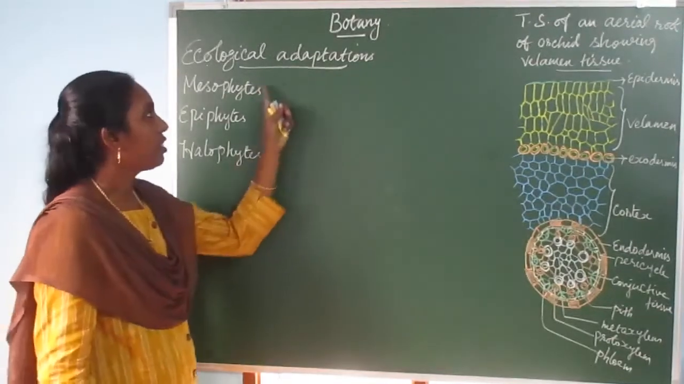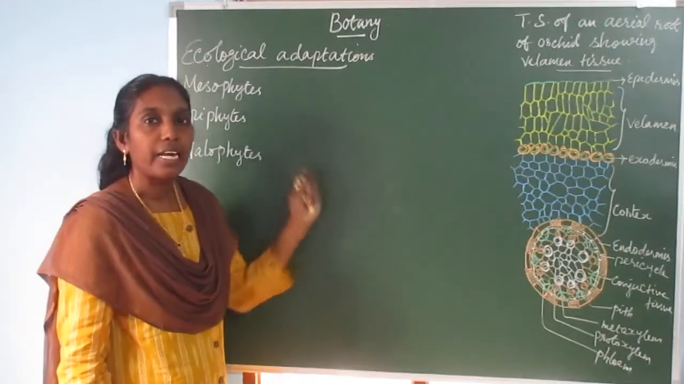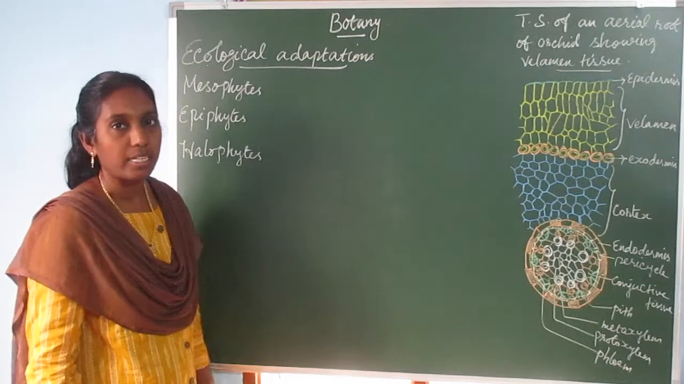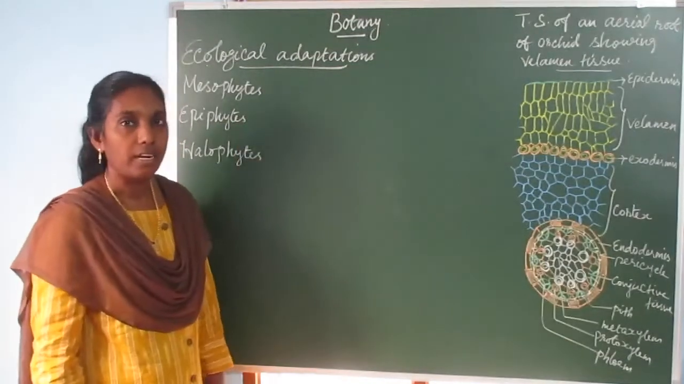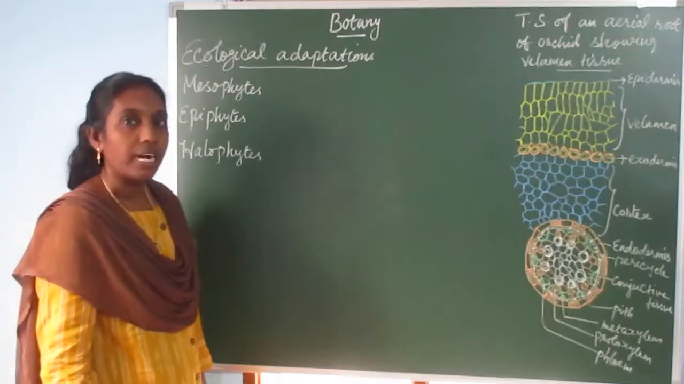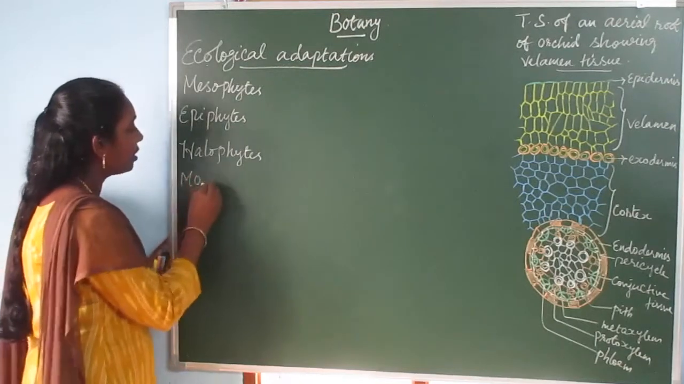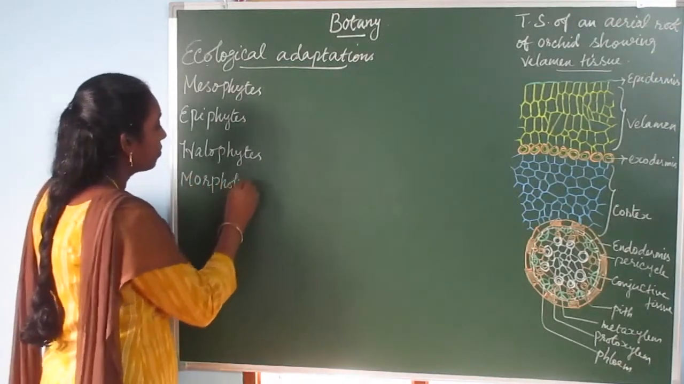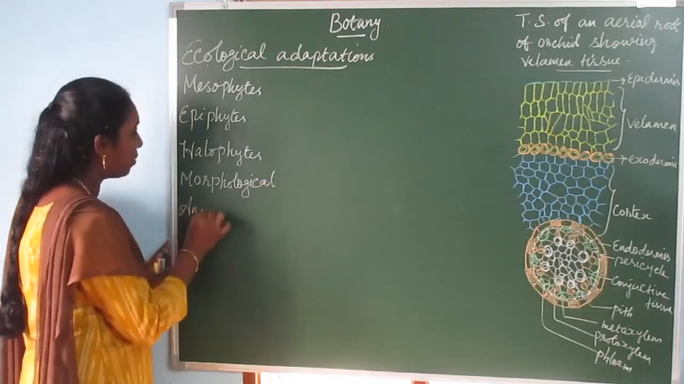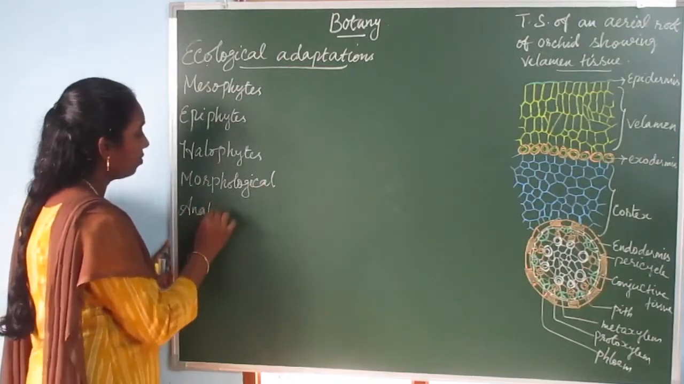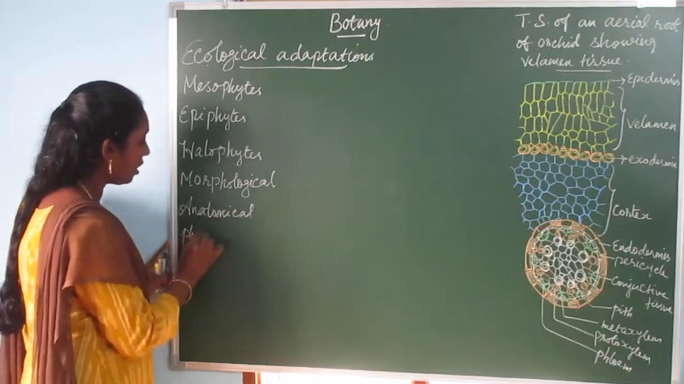What are the adaptations? Ecologically, you already know that there are different adaptations observed in several kinds of plants. So mesophytes also show various differences. The various adaptations seen are morphological adaptations, anatomical adaptations and physiological adaptations.